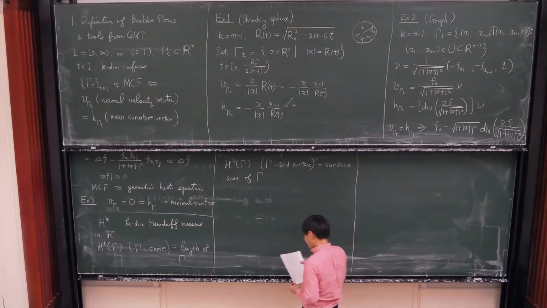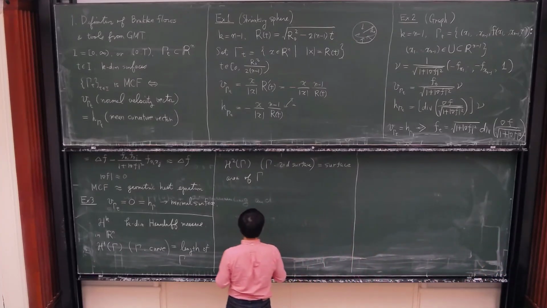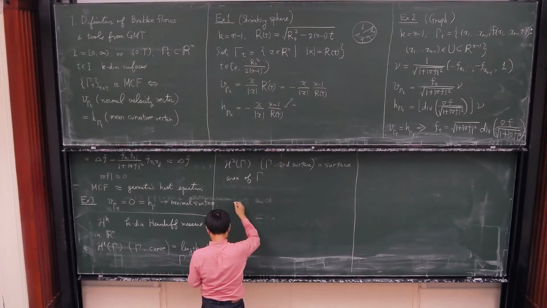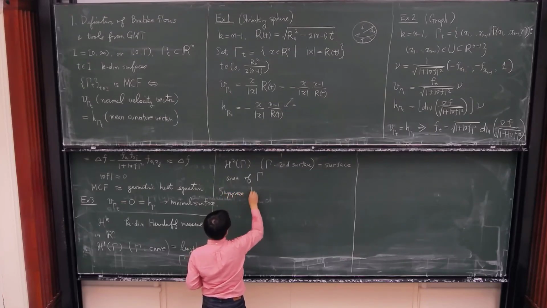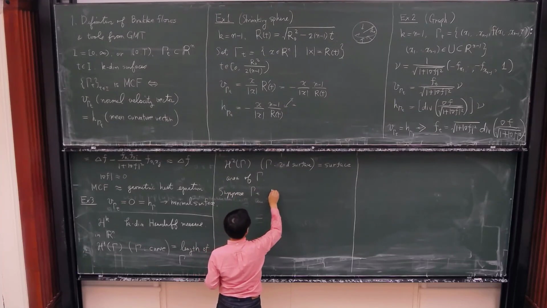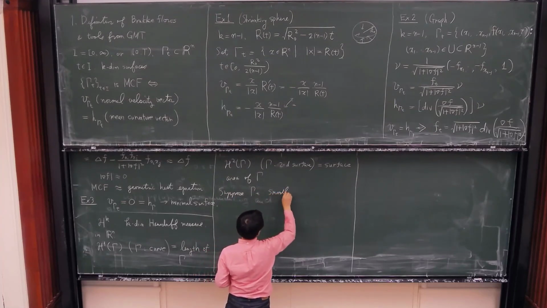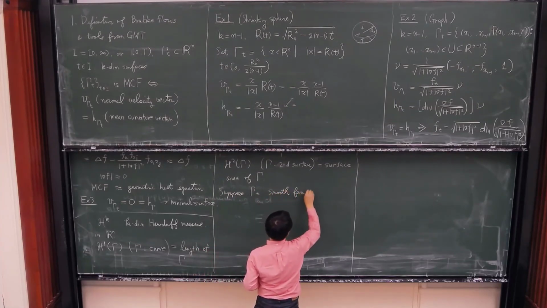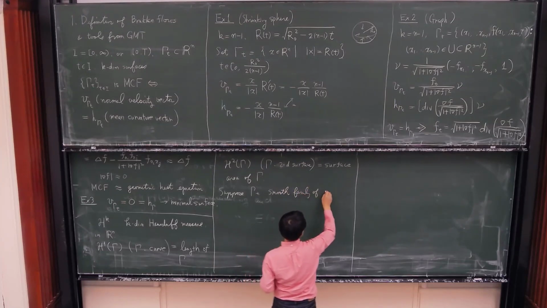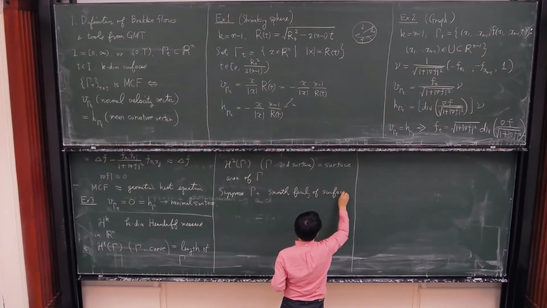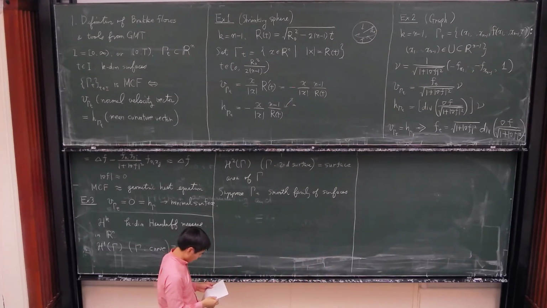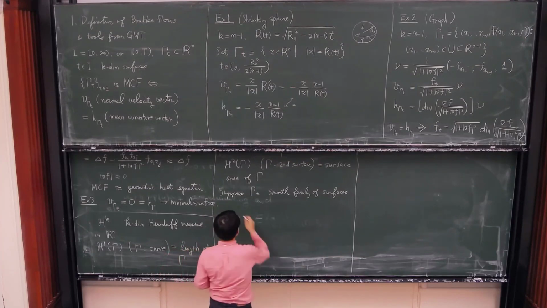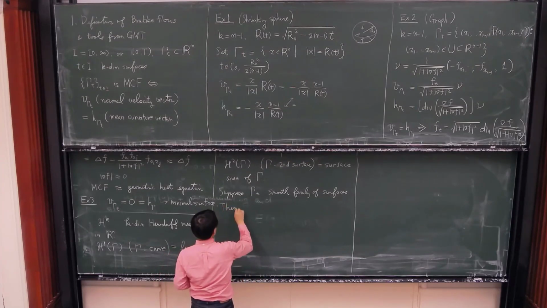Now the first fact I'd like to tell you is about this: suppose that gamma t is just a smooth family of surfaces, not necessarily mean curvature flow, just any smooth family. Then this formula I will tell you.